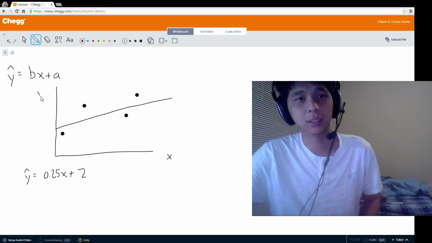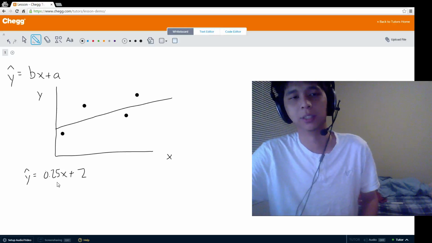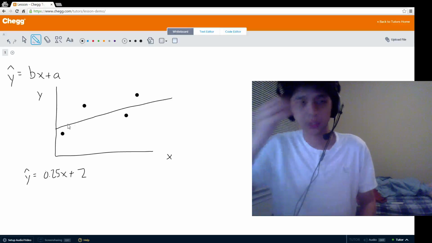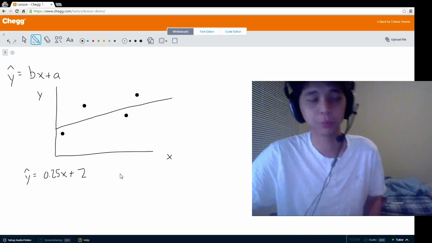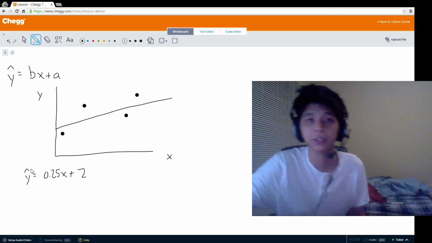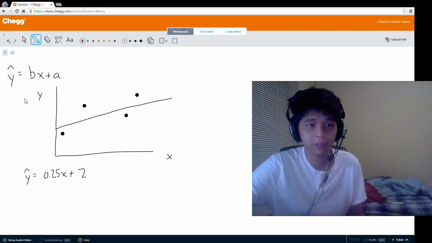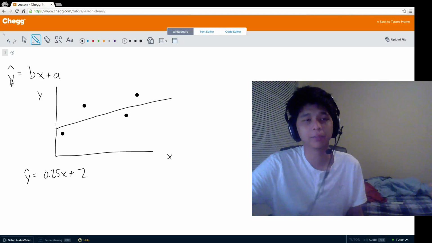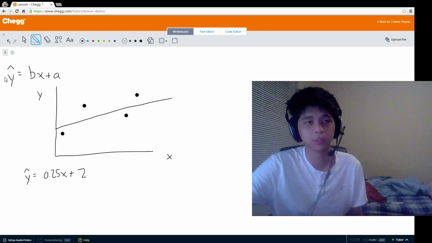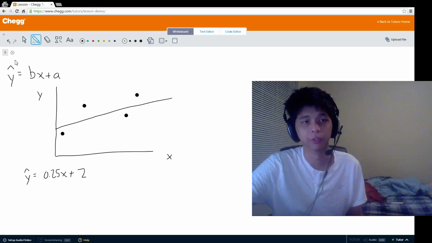So let's say this is x, this is y. So this line gives you a rough approximate relationship of 0.5x plus 2. So that's your line over here. So the slope is 0.25 and the y-intercept is 2. You guys know this. So the reason why it's y-hat and not y in the equation over here is that this is our general equation of a regression line.